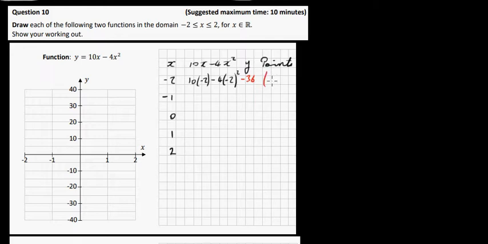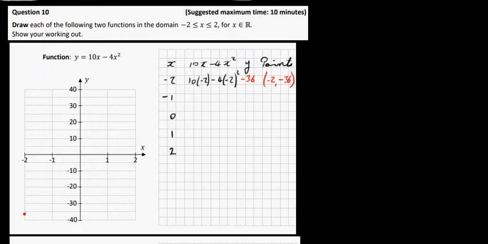So the point that we're going to plot first is minus 2, minus 36. So here's minus 2 here, minus 36, this is minus 30, minus 40, so this is minus 35. So minus 36 is somewhere here.